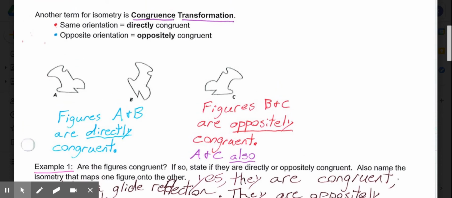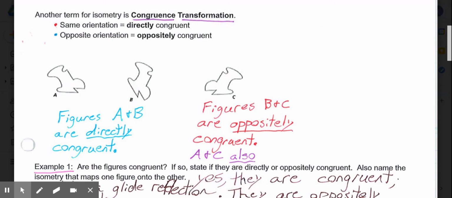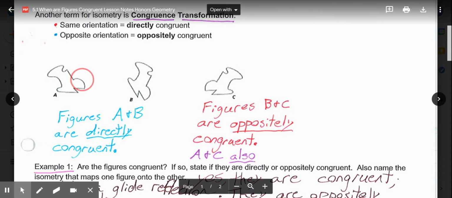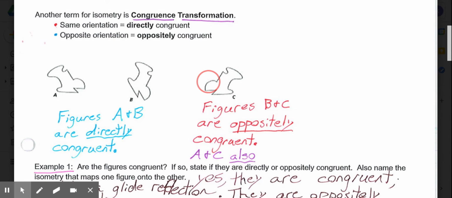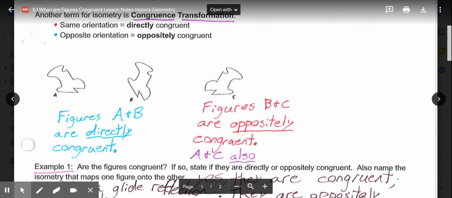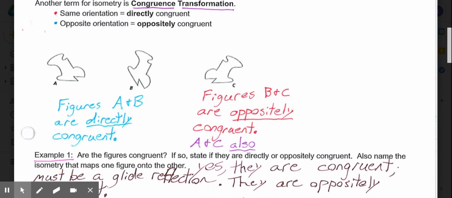If we look at figures A, B, and C here, figures A and B are directly congruent. They still have the same orientation. I can tell that because this little half circle that juts out is still on my right-hand side in both A and B. In C, it's flipped to the other side. So figures B and C are oppositely congruent. Same with A and C, because they have opposite orientations. Everything else about the figure is exactly the same, so they are congruent.